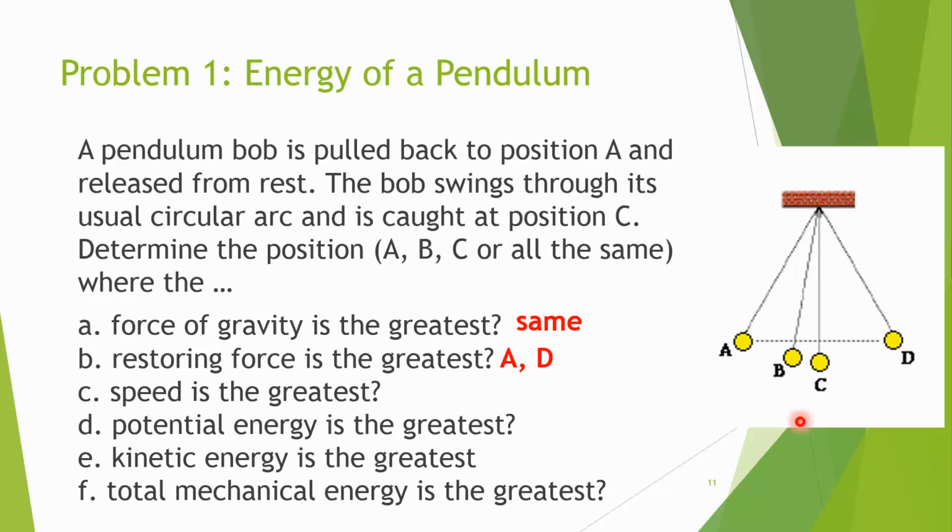Where is the speed the greatest? Well, at A and D, it actually comes to rest, just like on a spring, and it reaches its greatest speed at the bottom, at C. Where is the potential energy the greatest? That will be when it is at its highest point, which would be A or D. And where is the kinetic energy the greatest? Well, that's similar to the speed. The kinetic energy is where the speed is the greatest, which will be at the bottom at C.